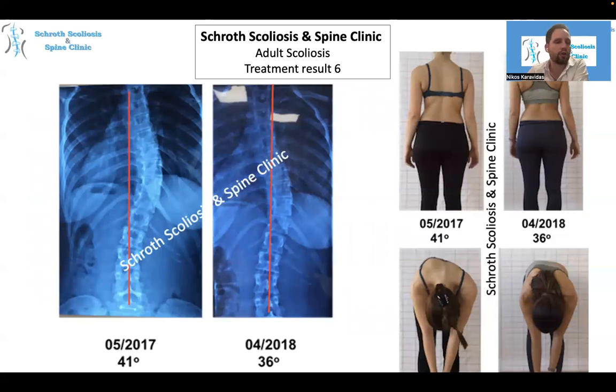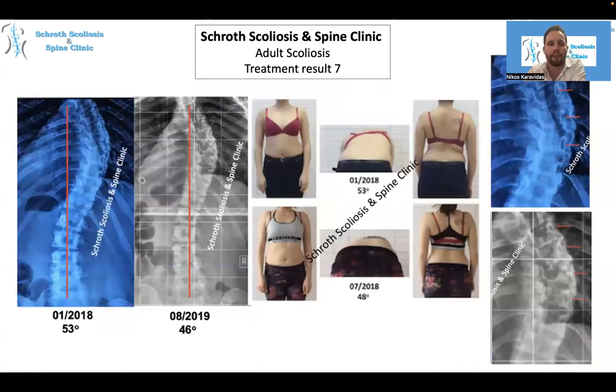Another case with 41 degrees of scoliosis, a young adult at the age of 23, 24 years old, with a very significant thoracic hump. You can see the difference of the pelvic balance and the thoracic hump, and also the frontal plane balance and the reduction of the Cobb angle.